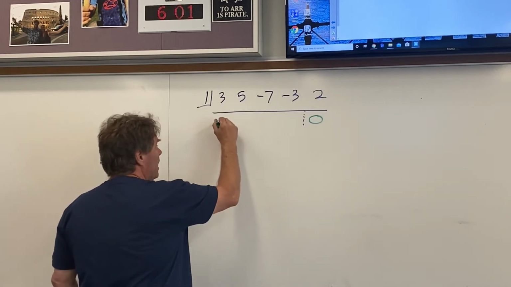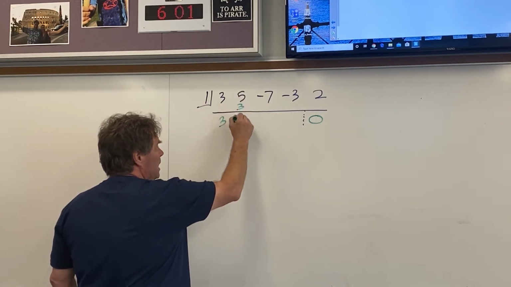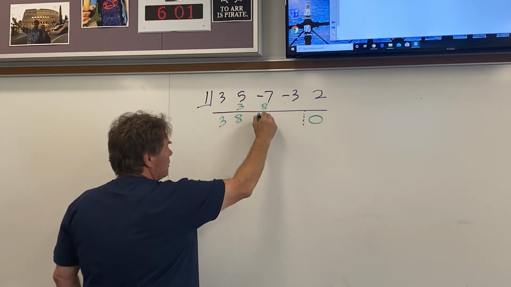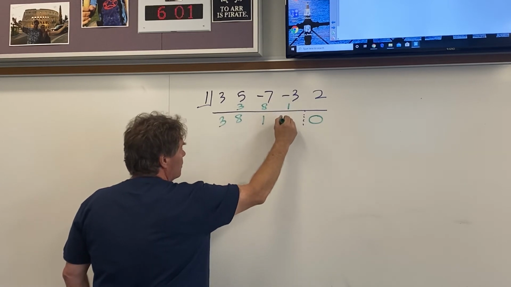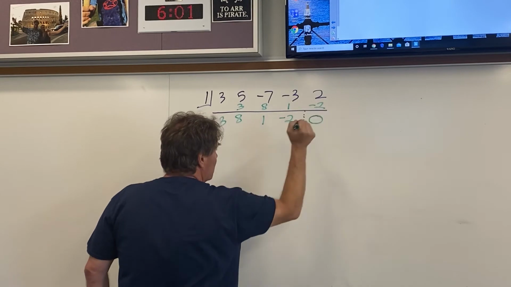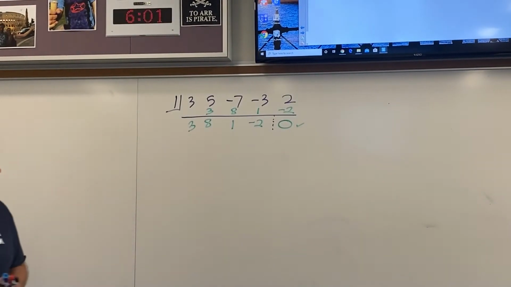So bring this guy down. 3 times 1 is 3. Add those together, 8. 8 times 1 is 8. Put it there. Add those together, 1. 1 times 1 is 1. Add those together, -2. Multiply those, -2. Add those together, 0. Cha-ching, cha-ching, just like I wanted.